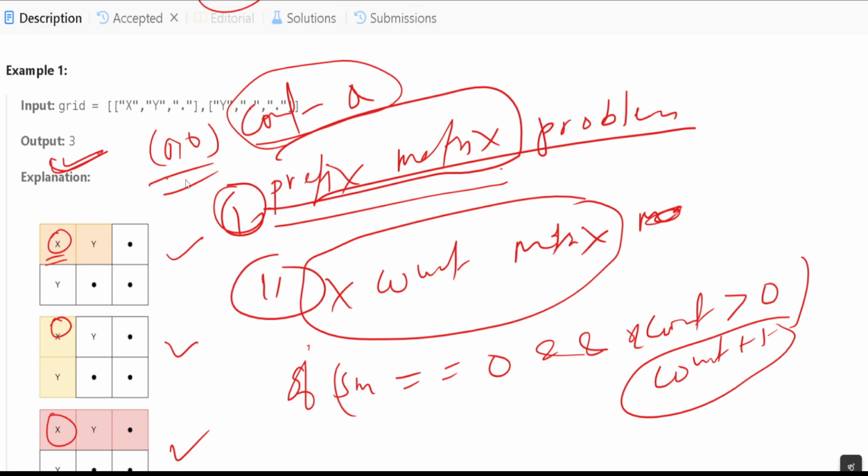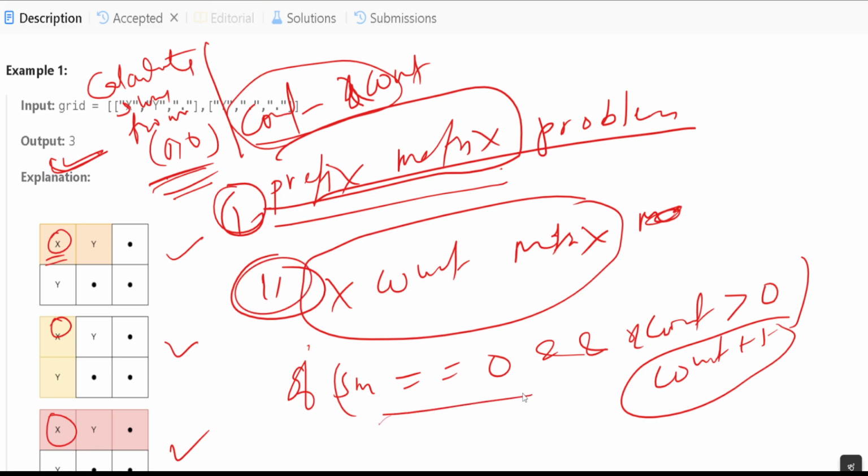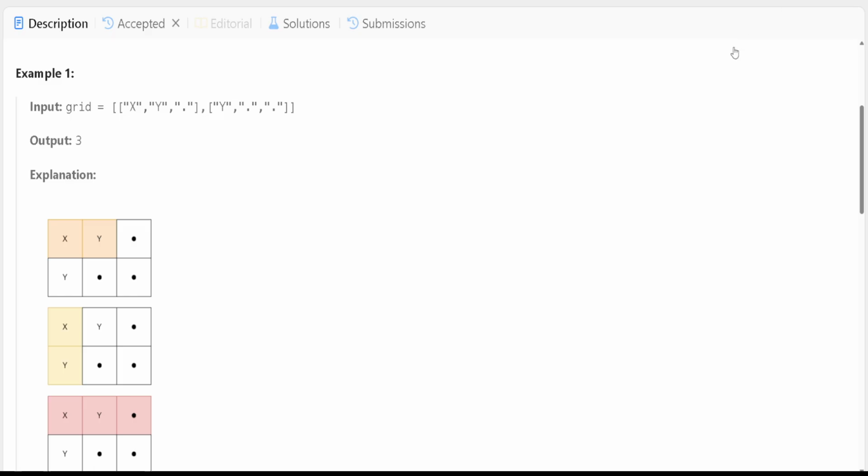And for each cell, what you need to do is calculate the sum from 0 0, and another thing is to calculate the x count. Okay, x count we have to calculate. In this case, we'll simply check if sum is equal to 0 and x count is greater than 0, so we'll increase count plus, and that's it. Let's understand the code so you will understand clearly.